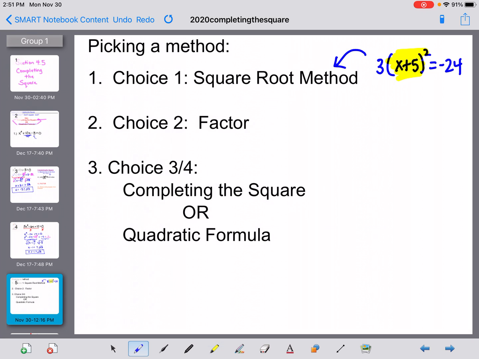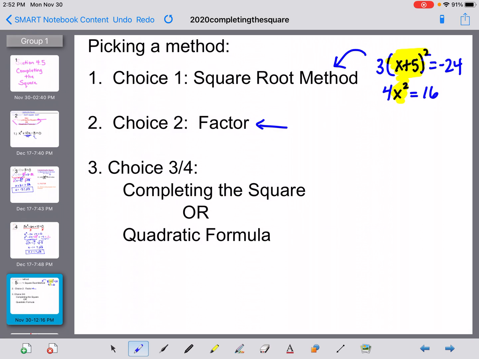Or maybe I had something like 4x squared equals 16, right? Then I would do square root method because it just has an x squared in the problem. If I can't use square root method, the next thing I would check is factoring method, right? Now, factoring method, how do you know if you can do it or not? Some people are skilled enough just to see the factoring right away.